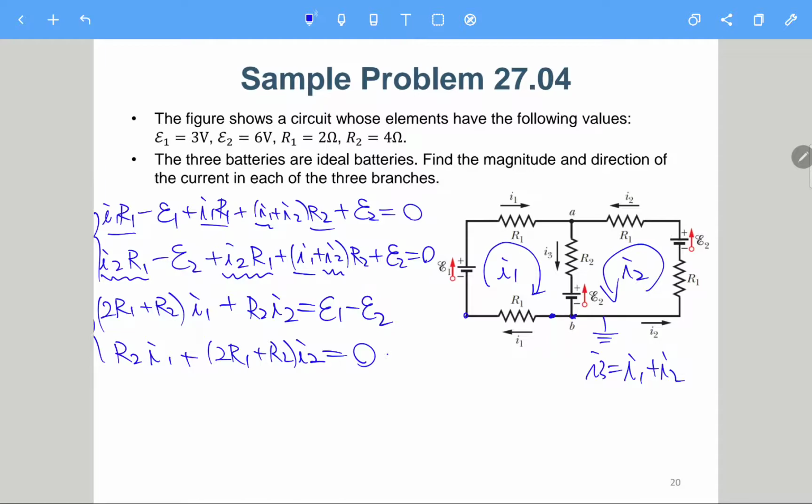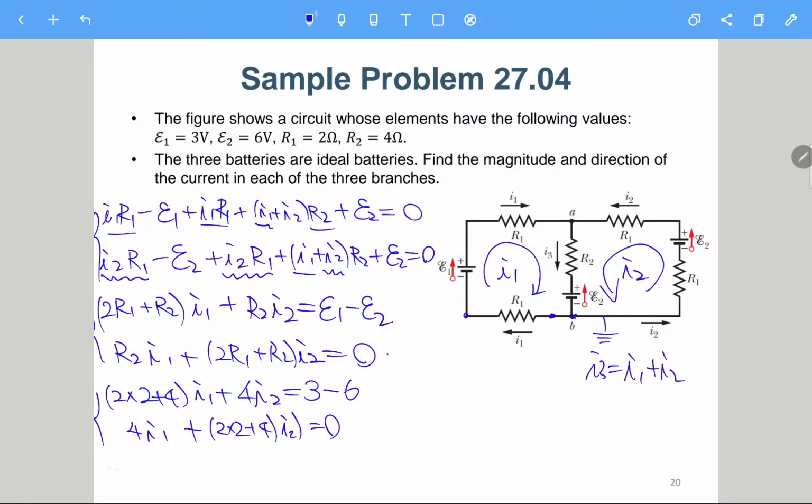Yeah, so actually now we can just plug in all the values. We have R1 to be 2, R2 to be 4. So we have 2 times 2 plus 4 I1 plus R2 is 4, 4 I2 equals E1 is 3 minus 6. And then here we have R2 is 4, 4 I1 plus, yeah, still 2 times 2 plus 4 I2 equals 0. So we can slightly simplify it. We have 8 I1 plus 4 I2 equals minus 3. And then also we have 4 I1 plus 8 I2 equals 0.